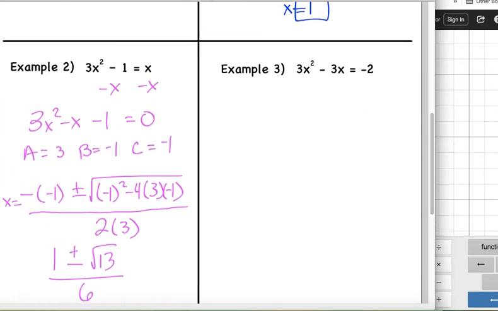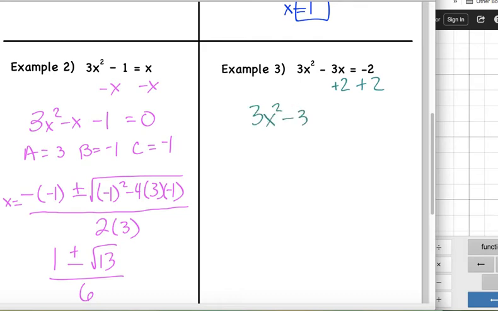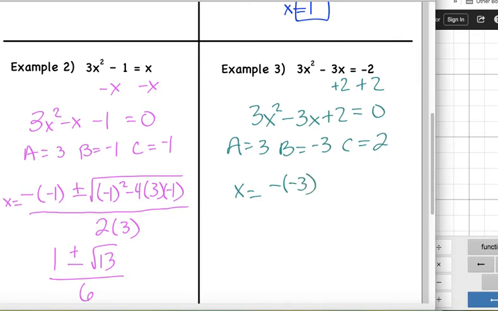And then the last one here. So we're going to, again, bring everything to the same side. We're going to move this negative 2 by adding 2 to both sides. Going to give us 3x squared minus 3x plus 2 equals 0. This means that our a is 3, our b is negative 3, and our c is 2. x equals negative b plus or minus the square root of b squared minus 4ac all over 2a.